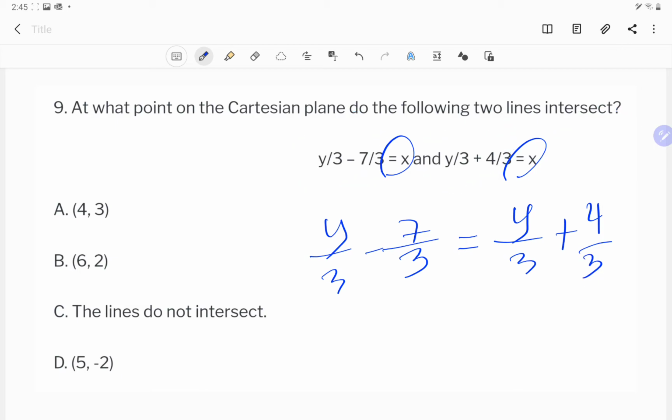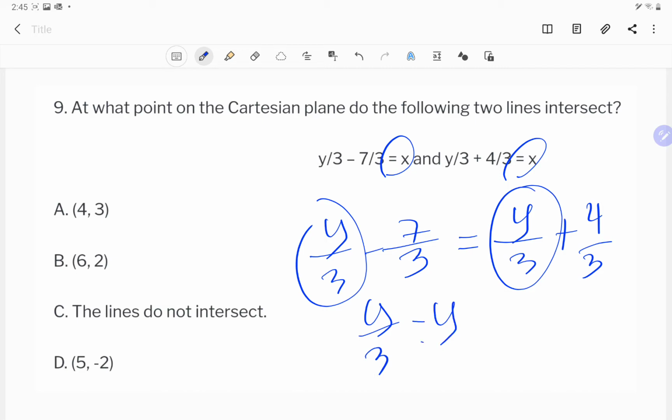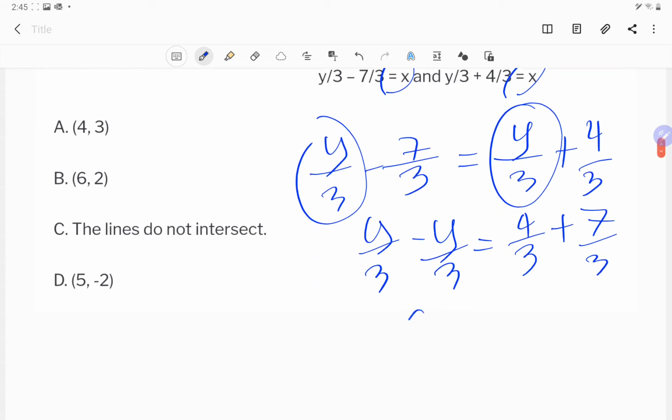Now, to make it a little bit easier, the first thing that we're going to do here is to remove the denominator. How are we going to remove the denominator here? Oh no, in this case, we don't need to, because we have y over 3 here and y over 3 here. When we combine like terms, we can say that y over 3 minus y over 3 is equal to 4 over 3 plus 7 over 3, right? And y over 3 minus y over 3 is 0, which is equal to what? That is 11 over 3. And 0 is not equal to 11 over 3. That means you can conclude that the lines do not intersect. They do not intersect at all.